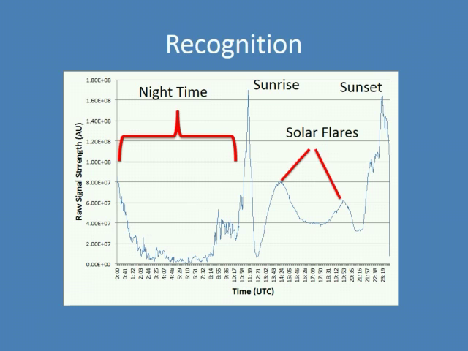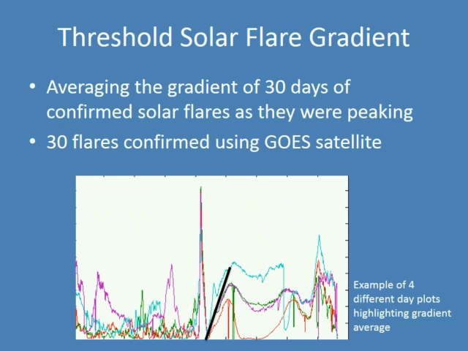So how do I detect these flares? I use a threshold and grading algorithm. What I did before all of this was get 30 days' worth of solar flare data, confirmed using the GOES satellite, and I averaged all the gradients of the flares that occurred. Using this gradient, I now had a measure for determining when a flare was present or not.